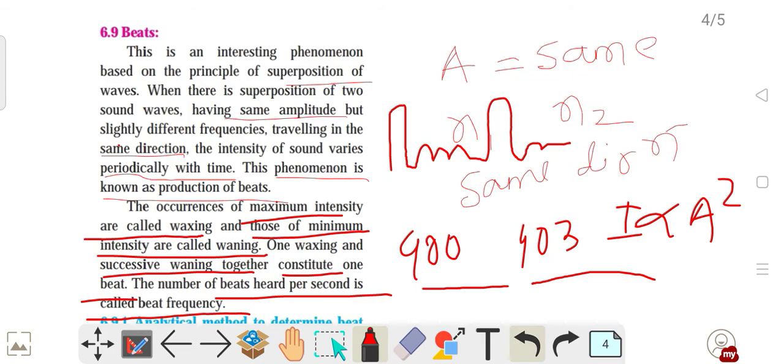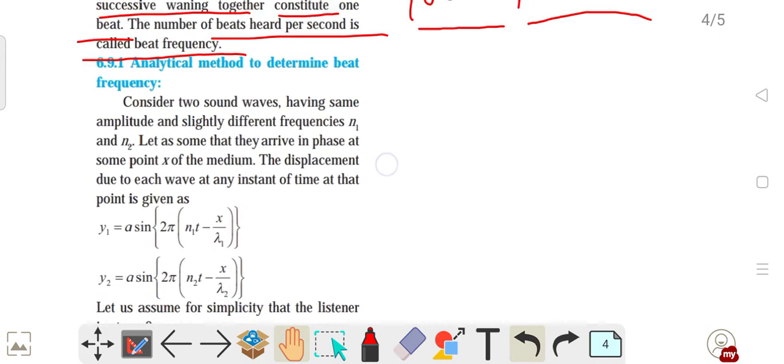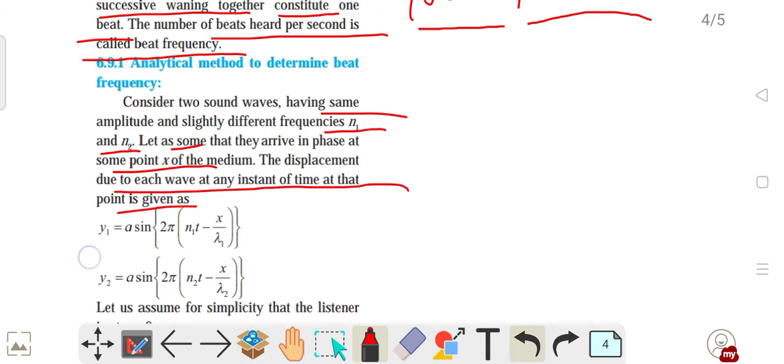Now let us see the mathematics behind beats. Consider two sound waves having the same amplitude and slightly different frequencies, say n1 and n2. Let us assume that they arrive in phase at some point x of the medium. The displacement due to each wave at any instant of time is y1 = a sin 2π(n1 t − x/λ1), where a is the amplitude, and similarly y2. Now these are the two equations.